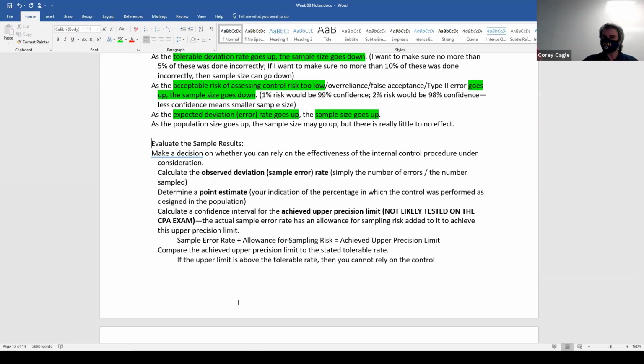So then I'd project that out to the entire population and get an idea of what I think the entire population is screwed up by. And then I decide if I'm okay with it or not. That's really in a nutshell what we're doing. Now there are these tables, and this is what we don't have to do, I don't think, on the CPA exam. There are these tables that you can use to calculate all this stuff. Now conceptually we need to know this stuff, but you come up with what's called an upper deviation rate or a maximum deviation rate.